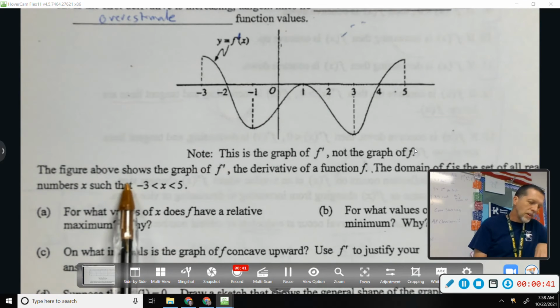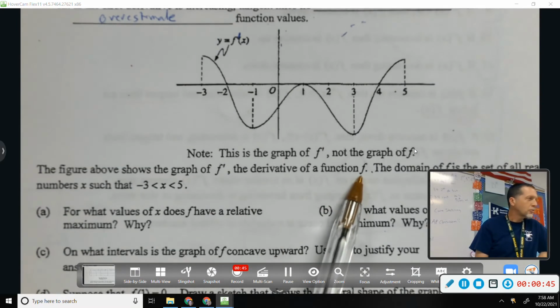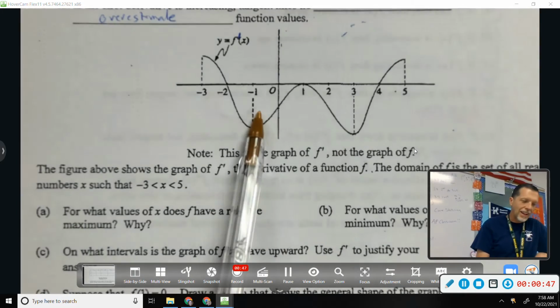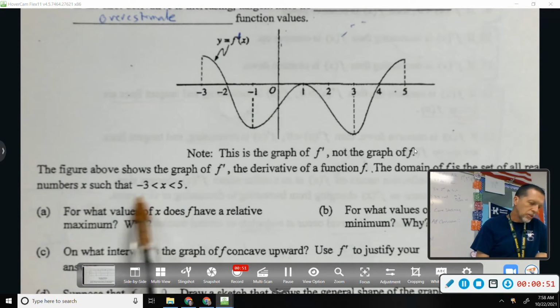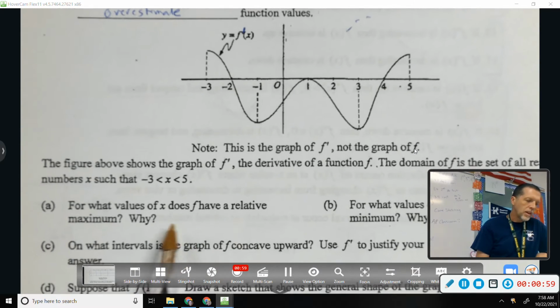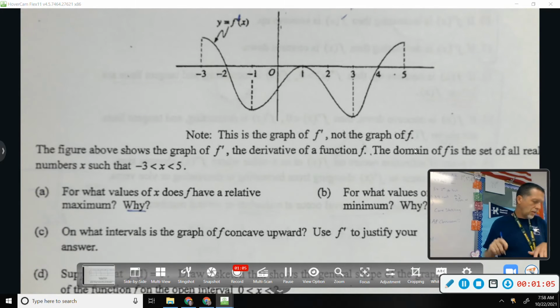The figure above shows the graph of f prime, the derivative of a function f. We're trying to make sure you get the idea that that ain't f. The domain of f is the set of all real numbers between -3 and 5. For what values of x does f have a relative maximum? Well, don't look at the picture. First answer the question why, and then we'll look at the picture.